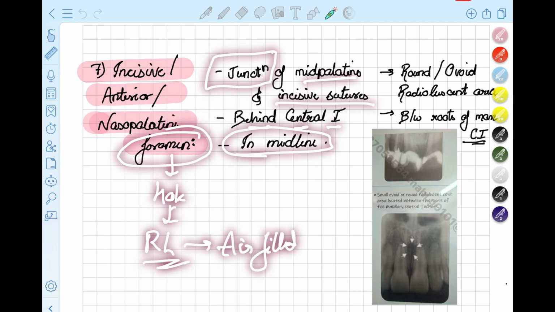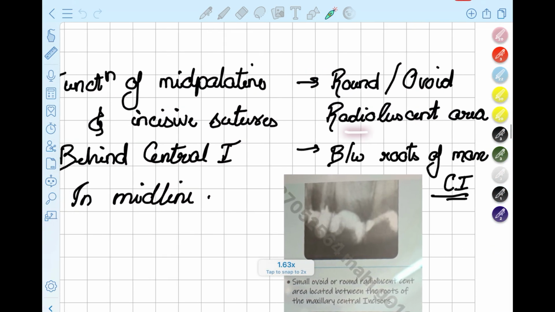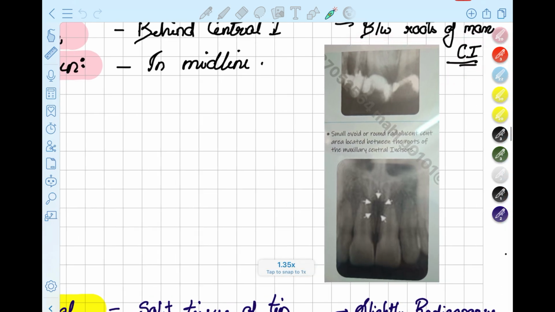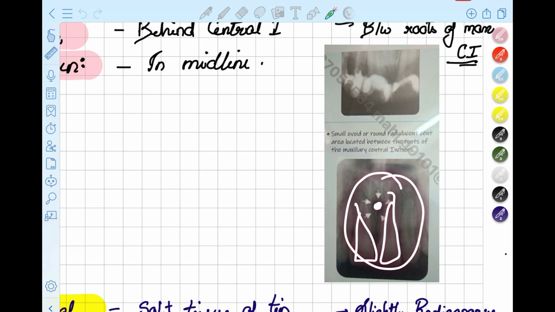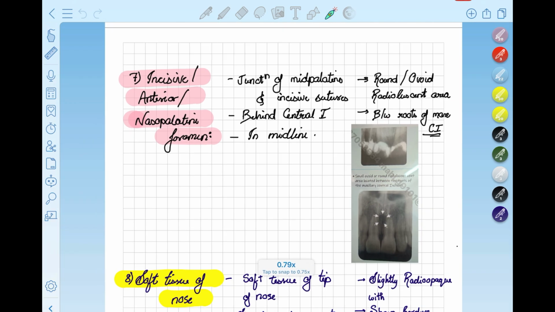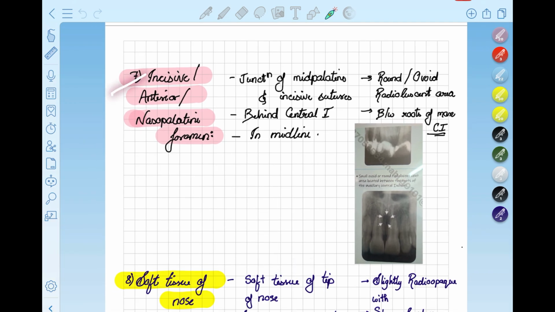It is round or ovoid on the radiograph. It appears as a radiolucent area between the roots of the maxillary central incisors. As you can see here, these are our central incisors. The incisive foramen is located somewhere here, a round or ovoid structure. This was about the incisive, anterior or nasopalatine foramen.